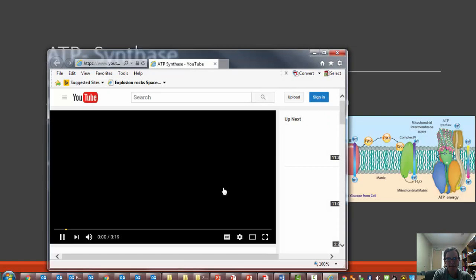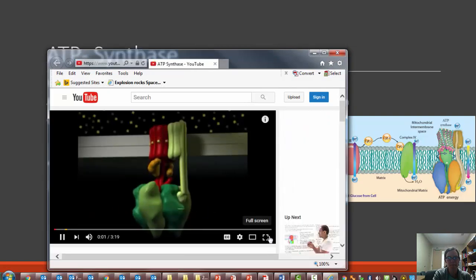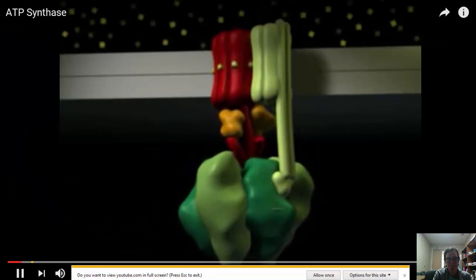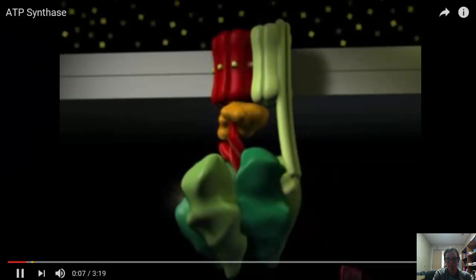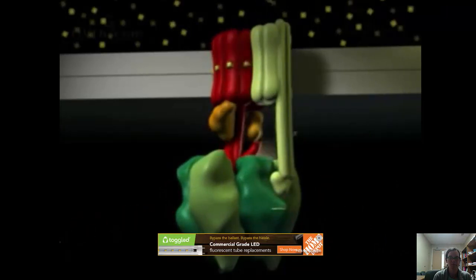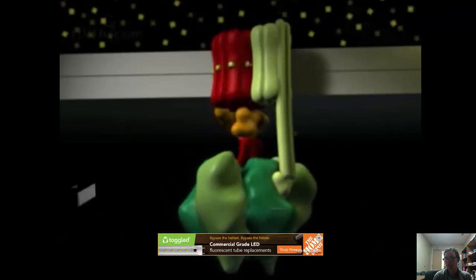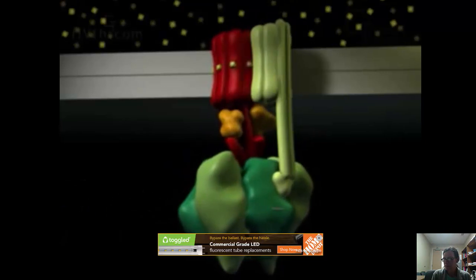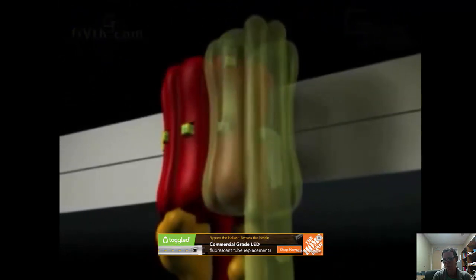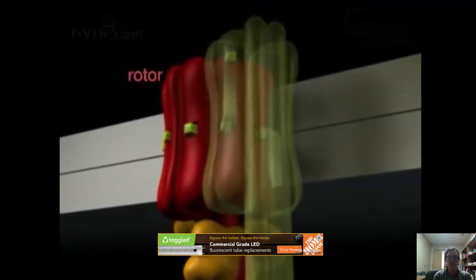ATP synthase is a molecular machine that works like a turbine to convert the energy stored in a proton gradient into chemical energy stored in the bond energy of ATP. The flow of protons down their electrochemical gradient drives a rotor that lies in the membrane.